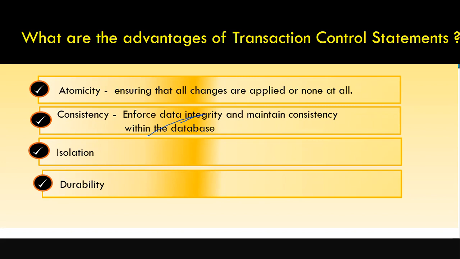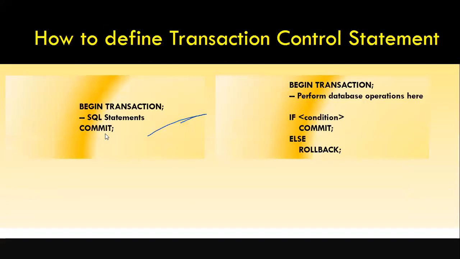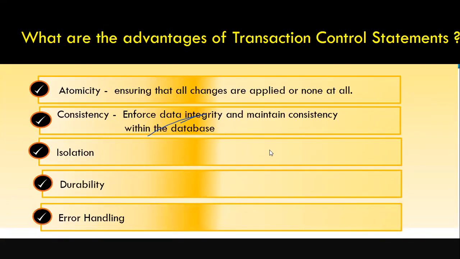Next one is isolation. What is isolation? It guarantees that transactions are securely and independently processed at the same time. And the next one is durability.